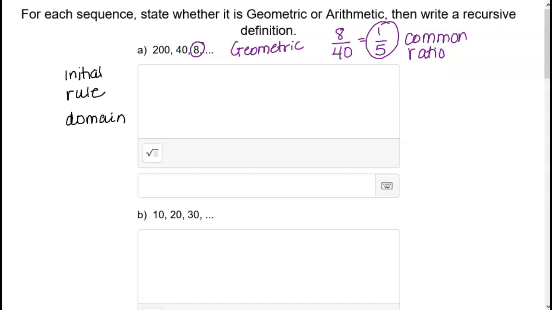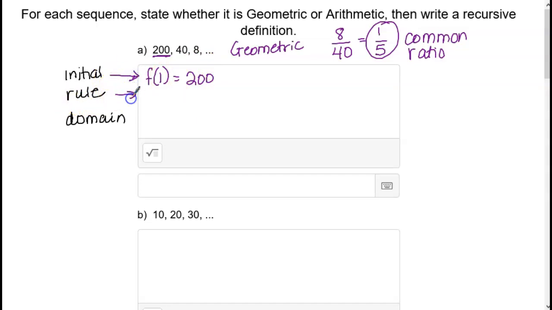So then to write the actual recursive definition, we have to have all three parts to it. So the initial value is just, what does this sequence start at? And we write it like this. And it doesn't matter what you name your function, it doesn't matter what variable you use, as long as you're consistent throughout that definition. So here we're going to say our first value is 200. This is our initial value.